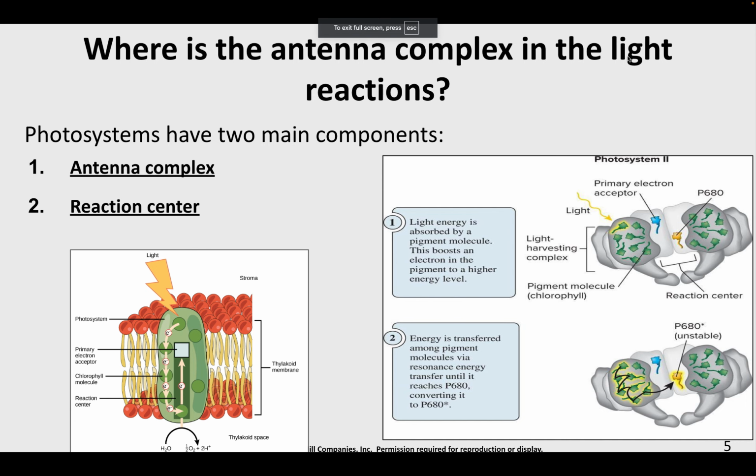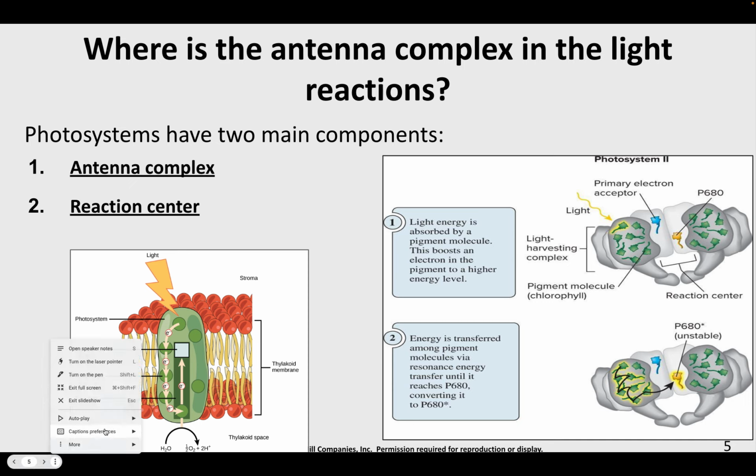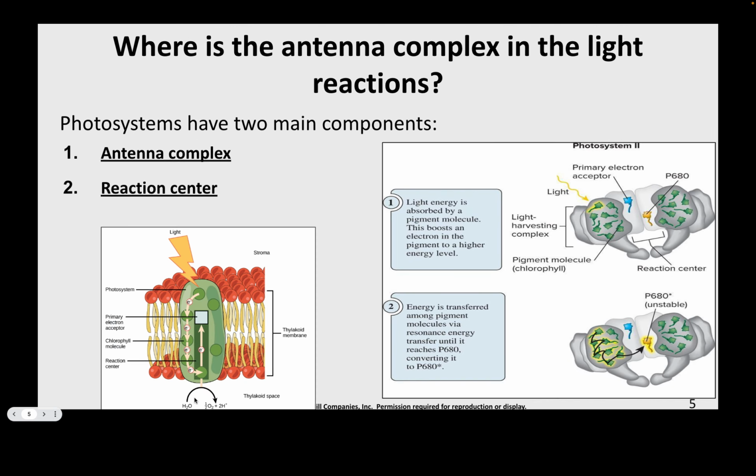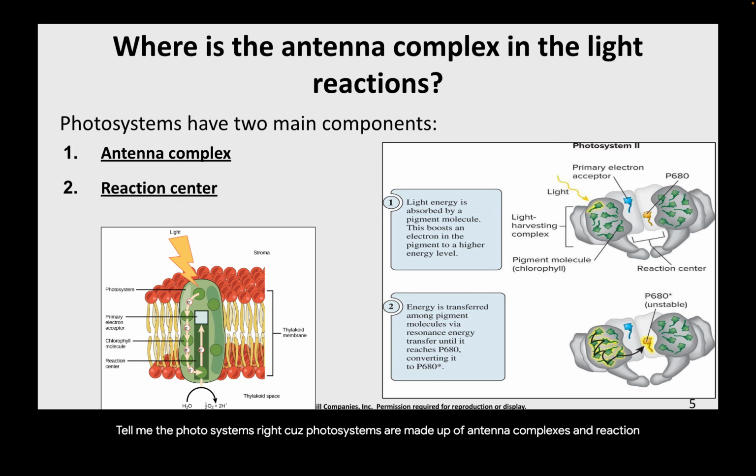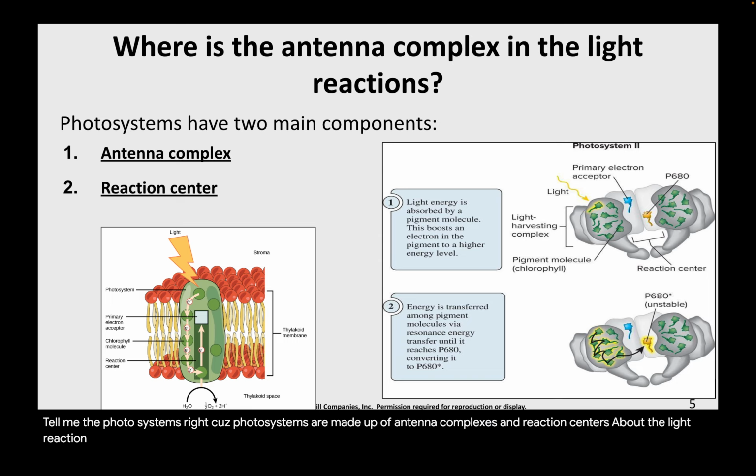All right, before we leave the light reactions, I did have a question posed to me about where is the antenna complex in the light reactions, right? Well, the photosystems are actually made up of an antenna complex and a reaction center. So if I were to ask you this question, where is the antenna complex in the light reactions, you would tell me the photosystems, right? Because photosystems are made up of antenna complexes and reaction centers. All right, any questions about the light reactions?